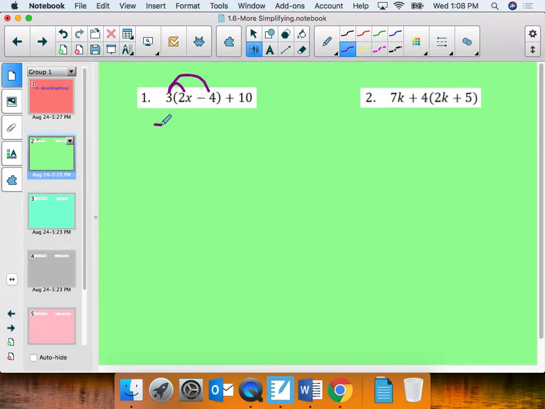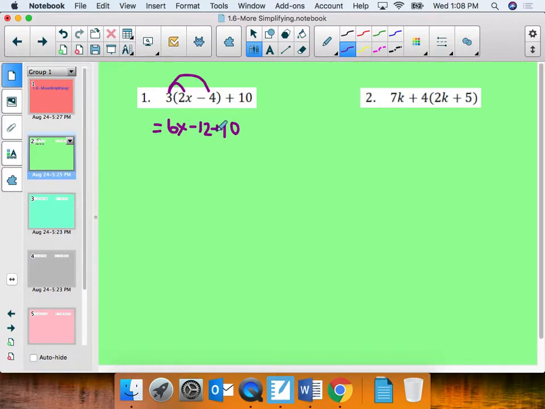So when we distribute that 3, we will have 3 times 2x, which is going to give us 6x. And then 3 times negative 4 will give us negative 12. And then that 10 that we did not have to distribute to is going to stay plus 10 on the end of the problem for now.